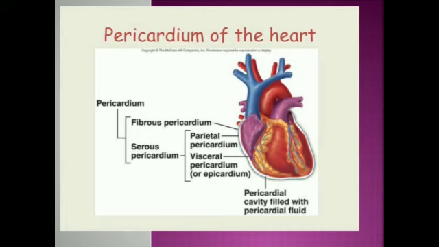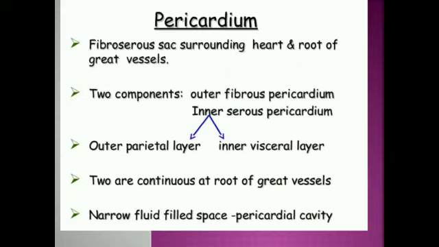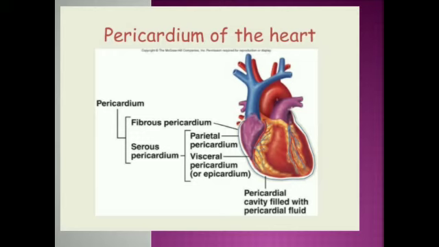Okay, look at the figure here. See what I'm talking about, this sac. You can see here that it is called the pericardium. You can see the two layers there. The one outside is the fibrous pericardium. The serous is the one which is adherent to the organ, close to the organ. That is called the serous pericardium.